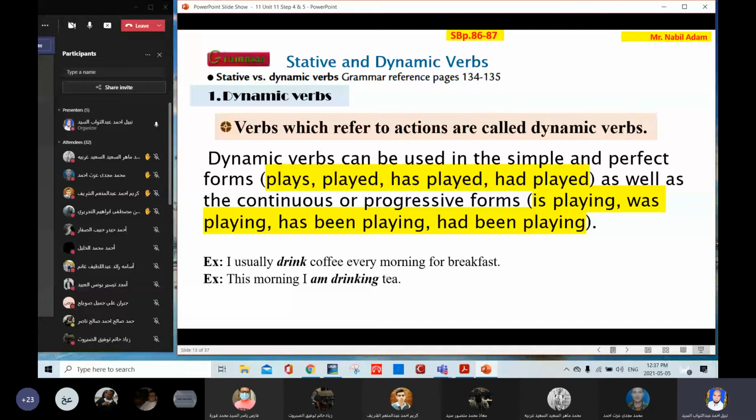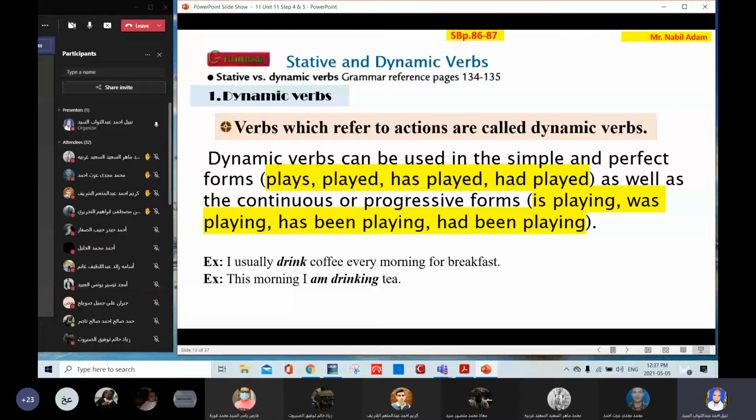For example, I can say, I usually drink coffee every morning for breakfast. This morning, I'm drinking tea. Now I'm speaking to you. So speak and drink are action verbs. They show an action that can begin and finish. Okay, so these are dynamic verbs. You can use them in different forms, in different tenses, and in the continuous tense.